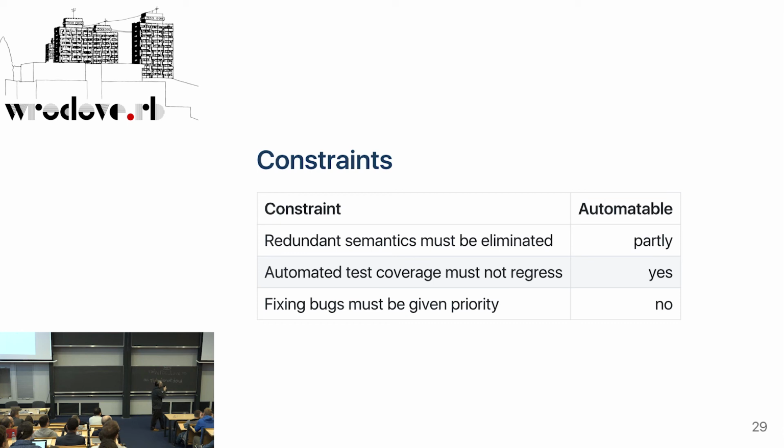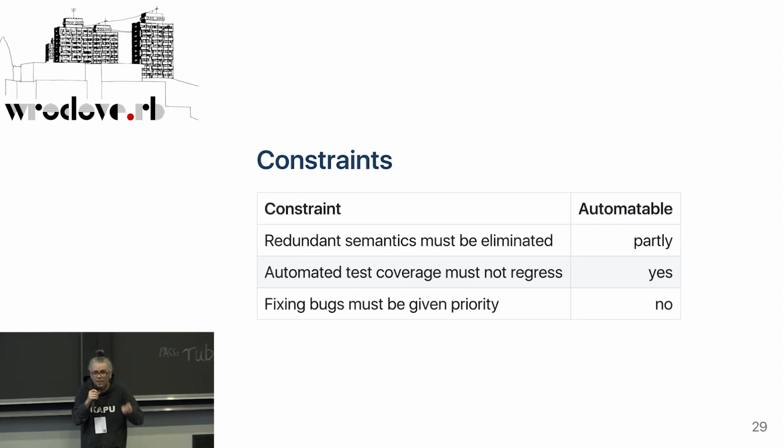Okay, and I'll really go quickly over these constraints. Those are the ones that we actually put into place in our system. Again, redundant semantics must be eliminated. Marcus will do his talk on mutant and how it helps greatly with that goal. Automated test coverage must not regress. It must be at a certain level. If you add a commit to it, you should not allow coverage to regress. If you have known bugs, give priority to fix them, because that makes clients happy.